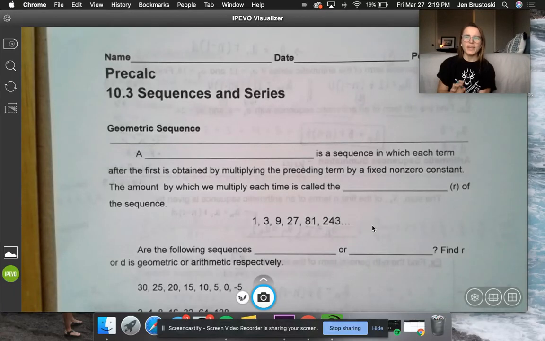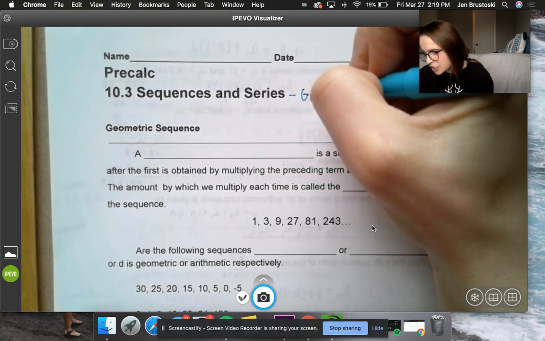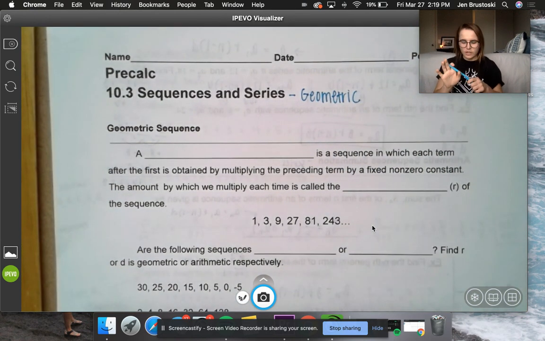Okay, so we are continuing on with sequences and series, more specifically geometric sequences and series. We're going to try and make this video short enough that I don't have to cut it into two. I think we can do it.